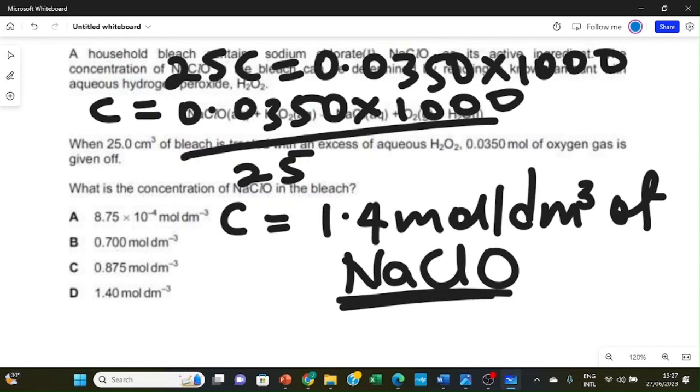So the answer to this question is D, which is 1.40 mole per dm³. So it's as simple as ABC. All you need to do is to understand the question, then take note of the values you are given, then apply the formula. So it's as simple as ABC.